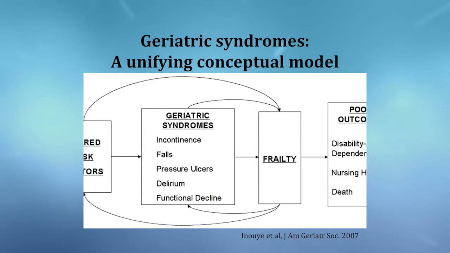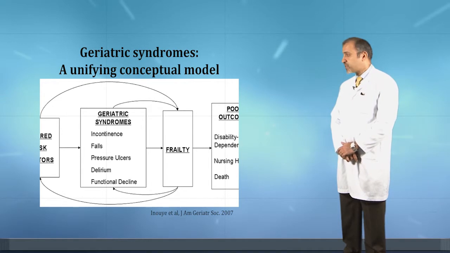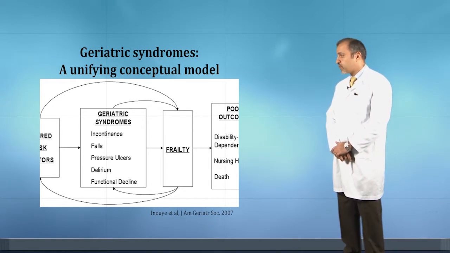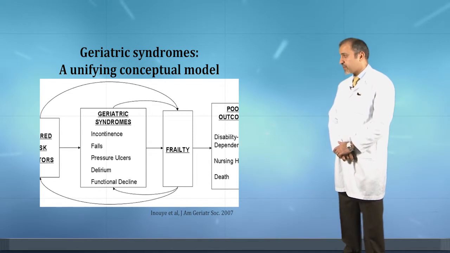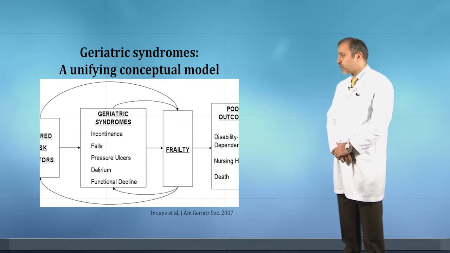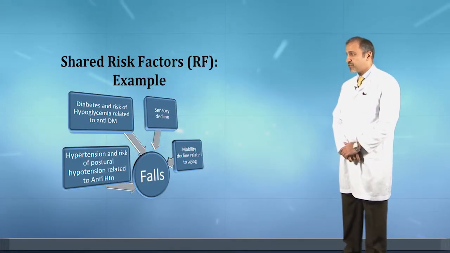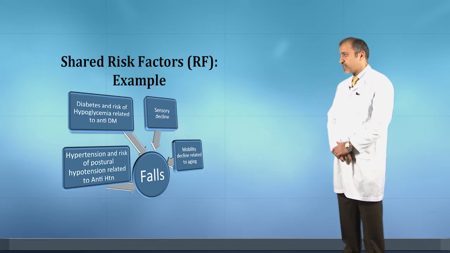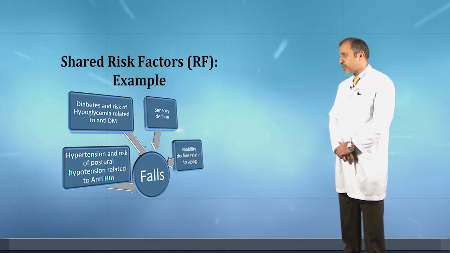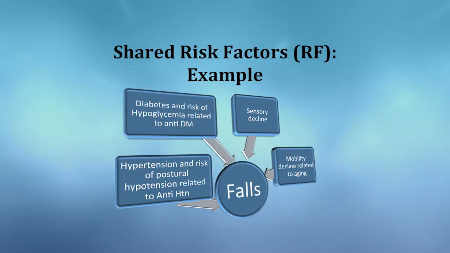The unified conceptual model of geriatric syndrome includes having multiple shared risk factors, including diabetes and hypertension, and multiple syndromes which include incontinence, falls, pressure ulcers, delirium, and functional decline, associated possibly with frailty, which would lead to poorer outcomes that can send the patient to a nursing home or to his demise. The shared risk factors include diabetes, hypoglycemia, sensory decline, mobility related to aging, and hypertension and risk of postural hypotension related to antihypertensive drugs.